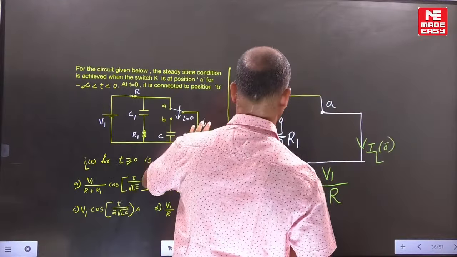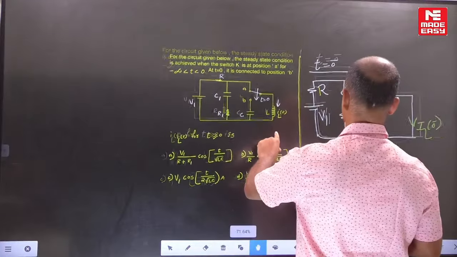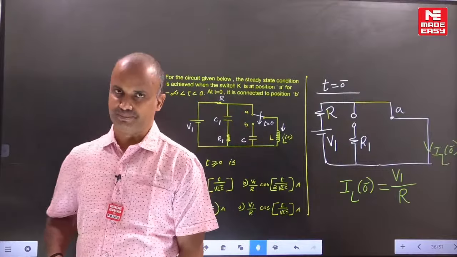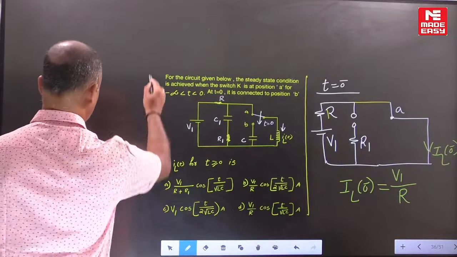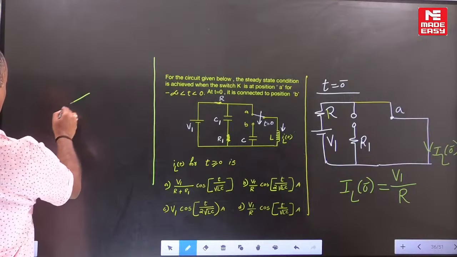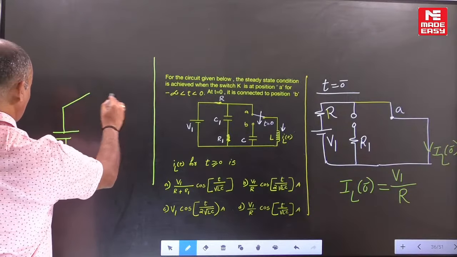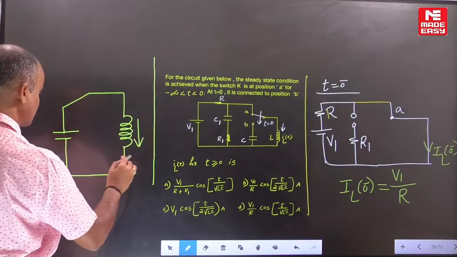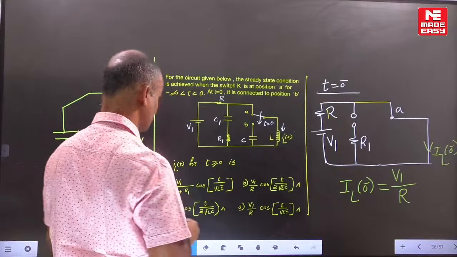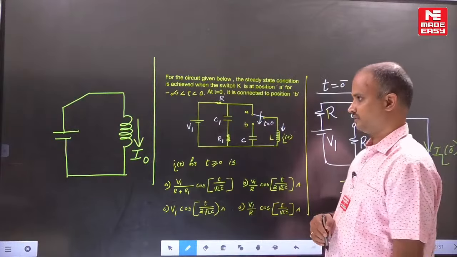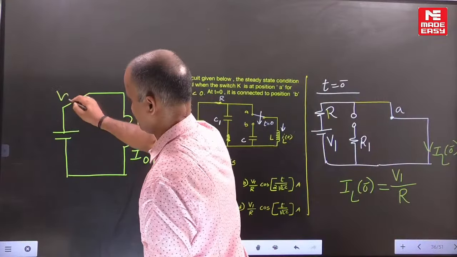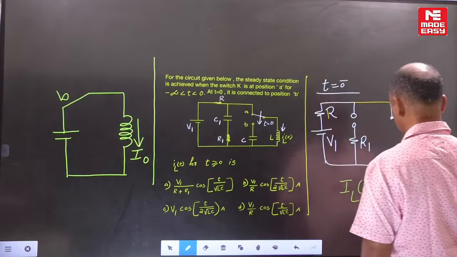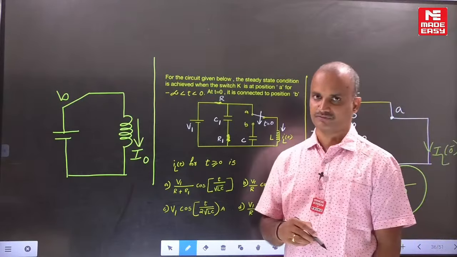Now observe carefully. For the given example, at t equal to 0 seconds, the switch is transferred to position B. When the switch is transferred to position B, some initial current is present in the inductor. Whenever the switch is transferred to position B, no external source is there. That means what is the initial current? How much do you get here? V by R.